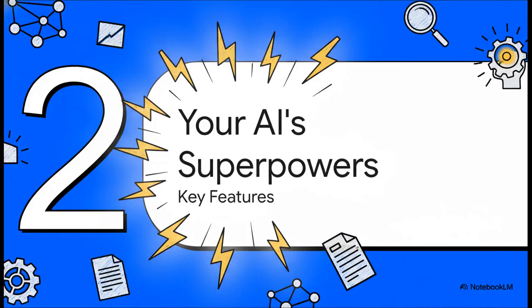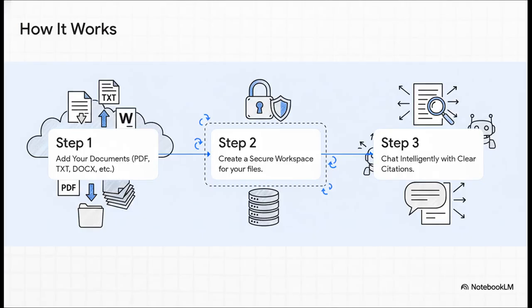Okay, so the main idea makes sense, but what can it actually do? Let's get into the fun stuff and talk about its key features. You could even call them your new AI superpowers. You're not going to believe how easy it is to get going. It's really just a simple three-step dance. One, you add your documents, PDFs, text files, whatever. Two, you create one of those secure workspaces. And three, you just start chatting. And get this, the AI doesn't just give you answers, it gives you citations, so you always know exactly where it got the information from.